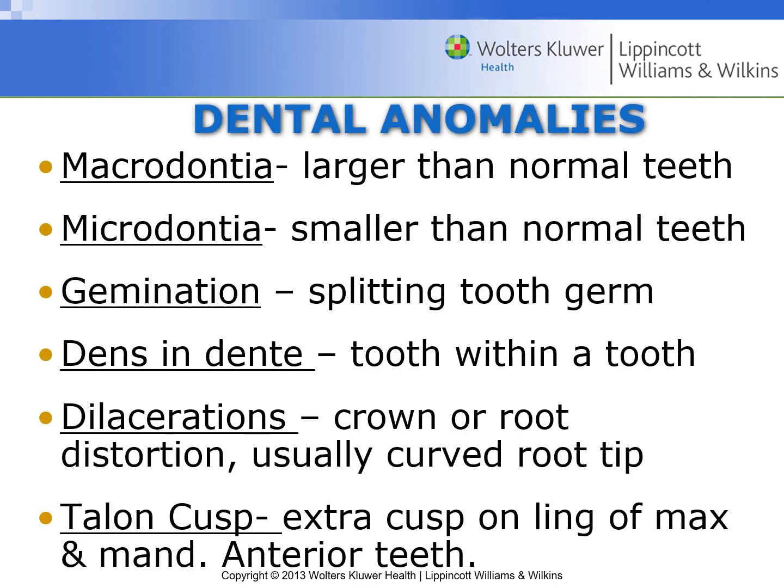So here's microdontia. There's gemination, which is splitting a tooth germ, dens in dente, which means a tooth within a tooth, dilacerations, which are curved root tips, and talon cusps. And I picked out some things that you could possibly have on boards that you'll need to pick out in radiographs on your patients, even though your chapter didn't completely go over them. Last year's worth of chapters included some of these, and I just wanted you to know what they were when you see them.